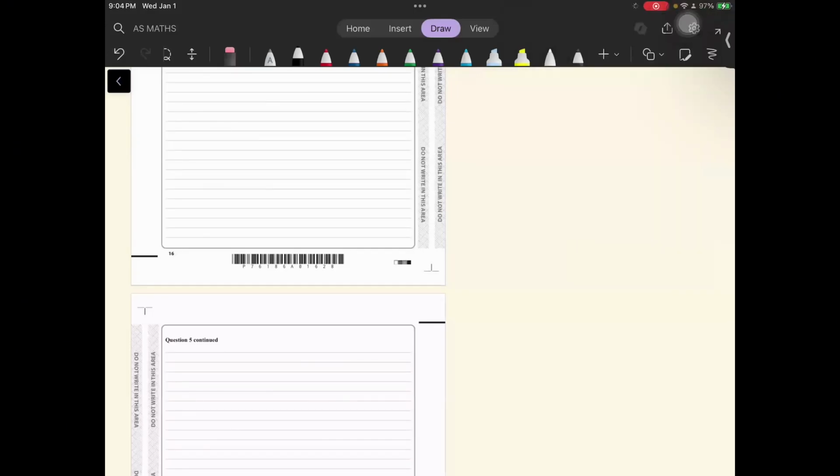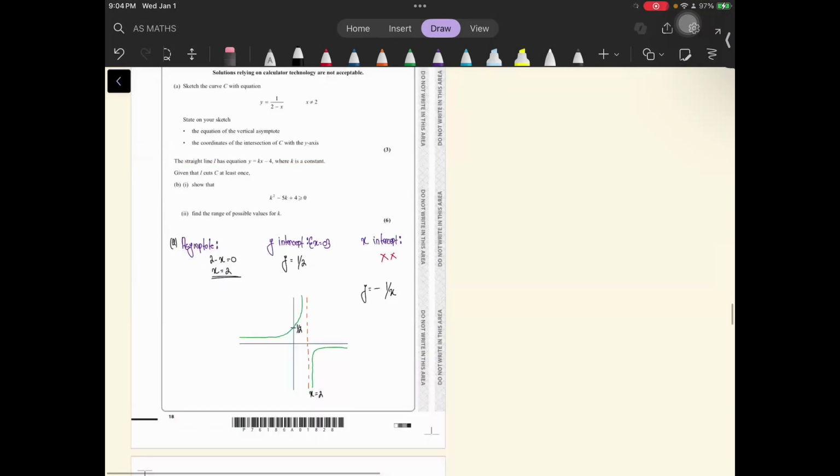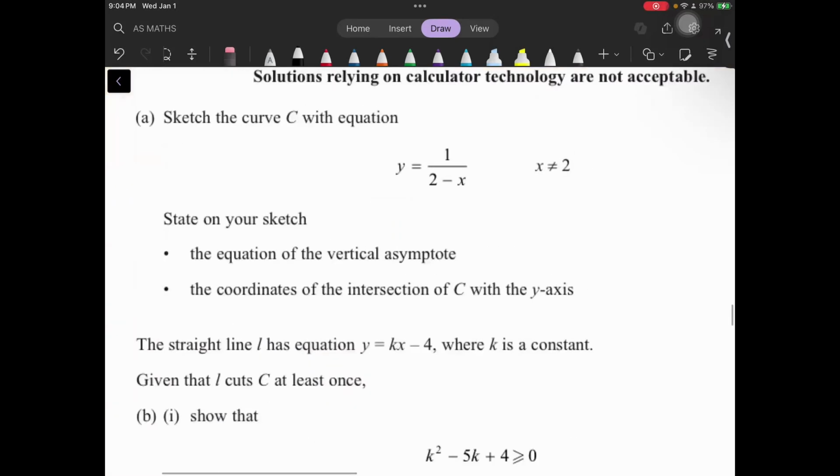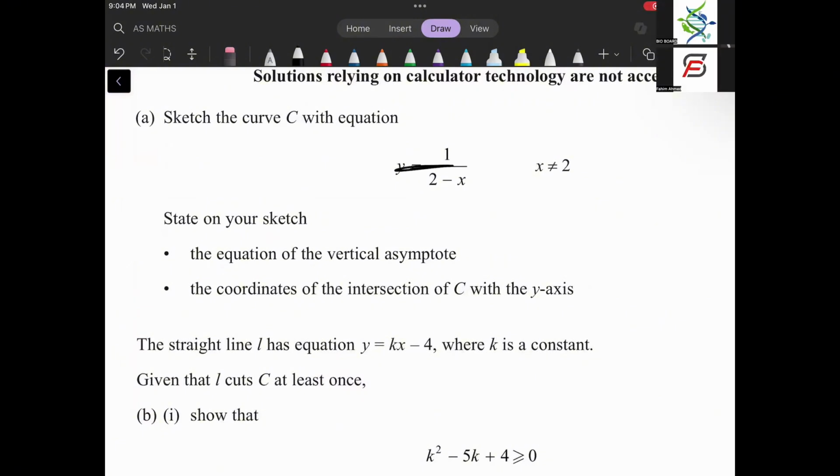So let's move to the next question, that is question 6. Sketch the curve with the equation y equals to this. And they have given a range of x cannot be equal to -2, right? The limit is given there.